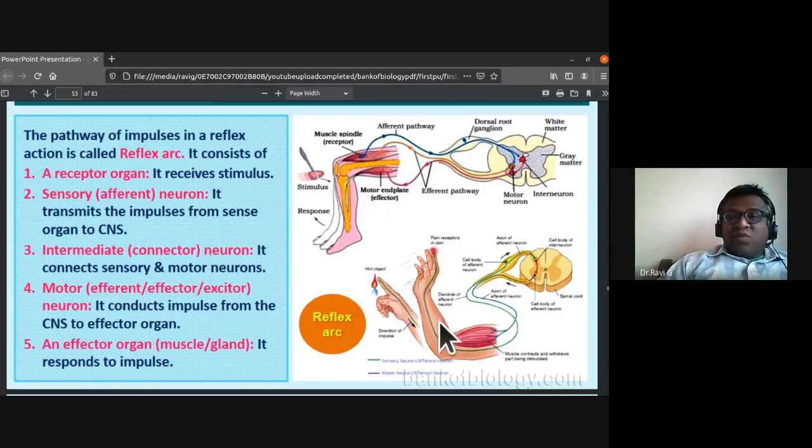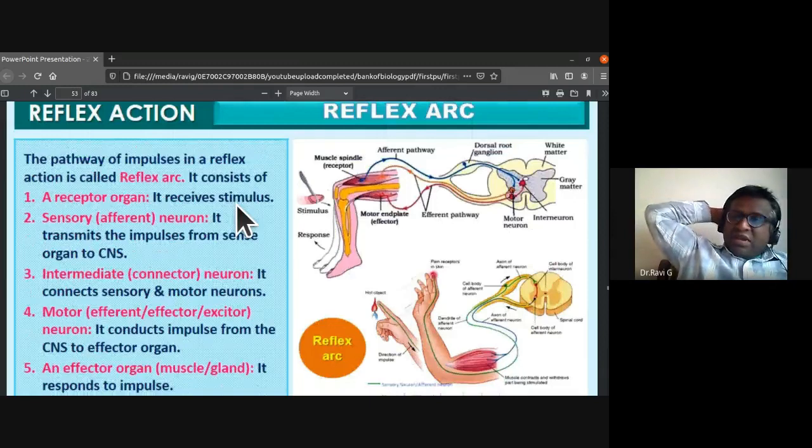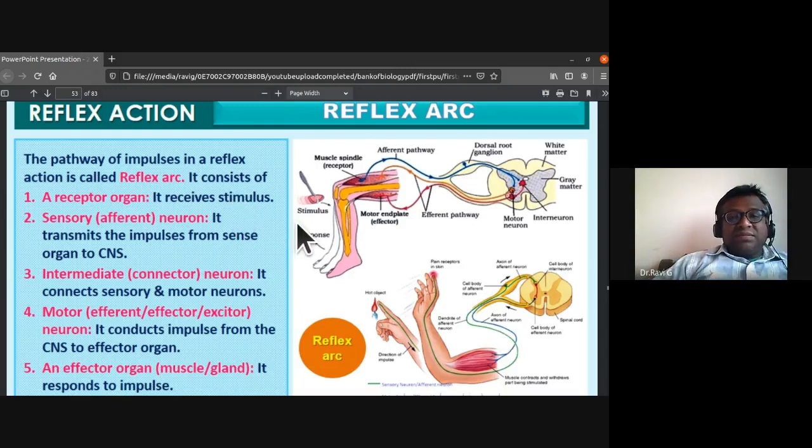So this is what you can notice in a reflex arc. The reflex arc consists of a receptor organ, where the stimulus is received; an afferent or sensory neuron; then an intermediate neuron or interneuron, which connects the sensory and motor neuron; and the efferent or motor neuron, which carries the impulses from the central nervous system to the effector organ or gland. An effector organ is the muscle or gland which responds to the impulse.